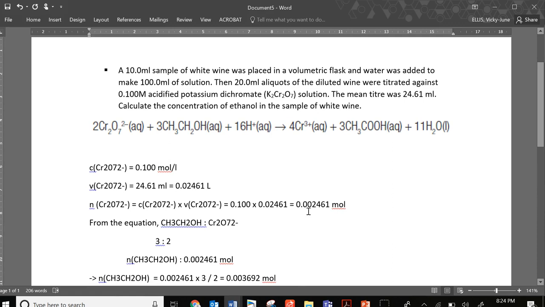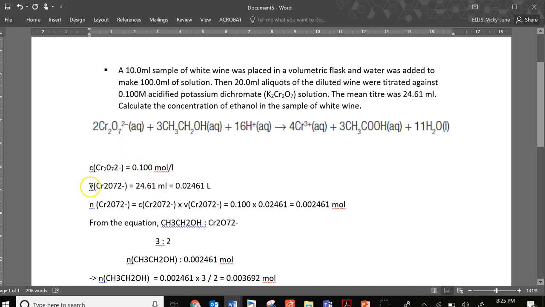Unfortunately, the annotation pen isn't working, so I've typed it up and we will go through it bit by bit. So first of all, we're going to gather together the information that we know. The question has told us that the concentration of the Cr2O7 2- solution was 0.1 moles per decimeter cubed. Okay, so we've pulled that information together.